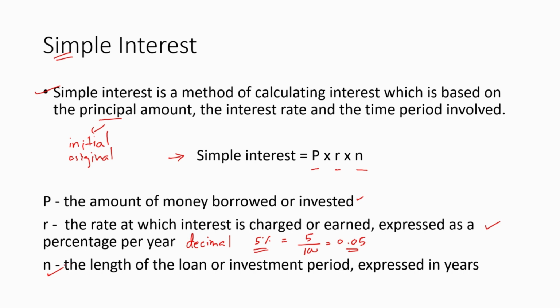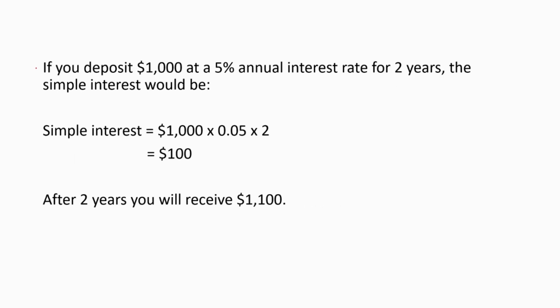Small n is the length of the loan or investment period expressed in years. This is also important. Let's say you deposit $1,000 at a 5% annual interest rate for 2 years. What would the simple interest be? It is important to know the annual interest rate. This is also called the per annum rate.